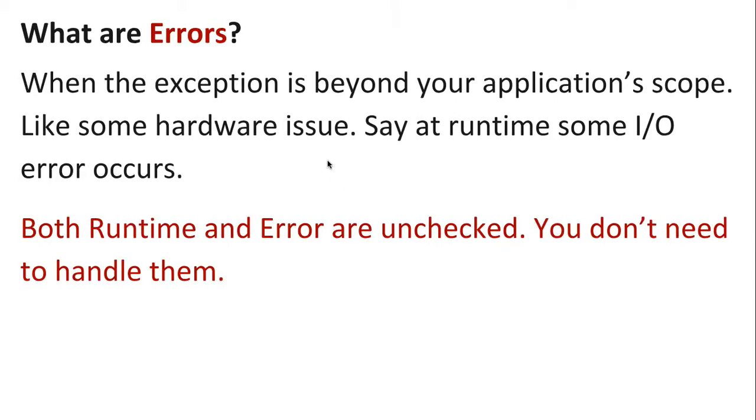Okay. Now, what are errors? When the exception is beyond your application's scope, for instance, there is some hardware issue, say at runtime some IO error occurs, in that case it's beyond your control, right? You are not going to handle such errors. It's beyond the JVM actually. So such problems come under the category of errors. So both runtime exceptions and errors are unchecked. You don't need to handle them.